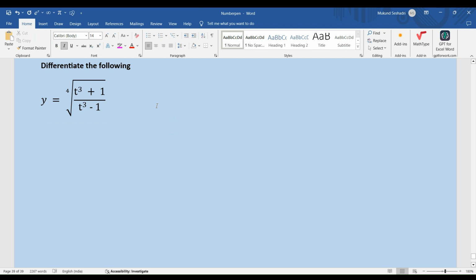So there we have the problem on our screen. Differentiate the following: the fourth root of (t cube plus 1) divided by (t cube minus 1). Right?